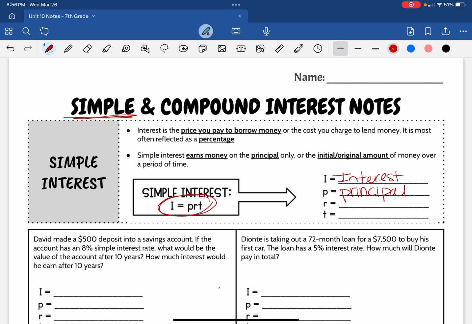Next is R. R is going to be your rate, and this is rate as a decimal, because your rate will be a percent. Your rate is going to be a percent, but when you're doing this, you've got to make sure you turn it into a decimal. And we did talk about this the other day. And then the last thing down here is your time in years. Okay, so time in years. If they give you months, we've got to calculate how many years that is.